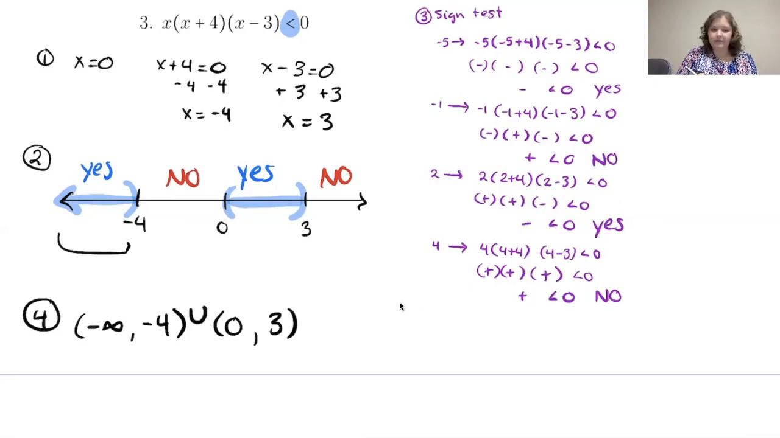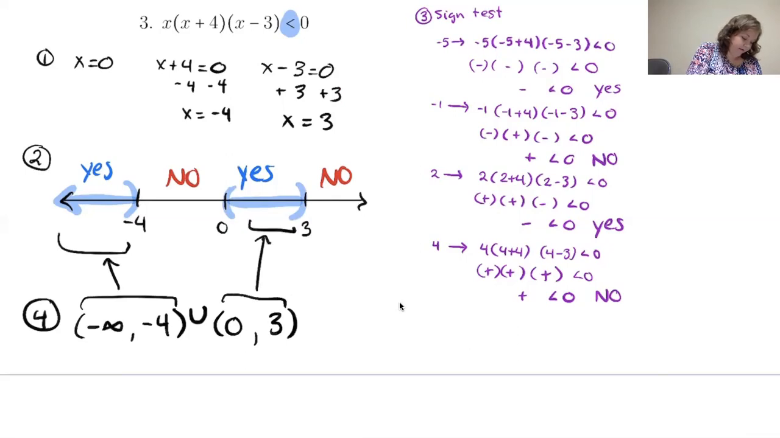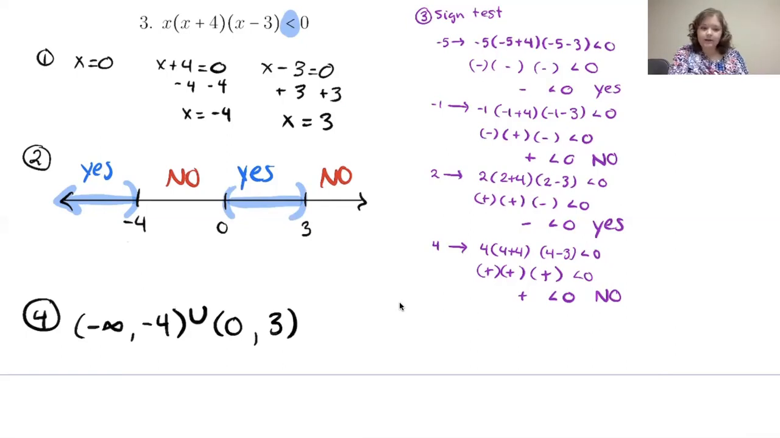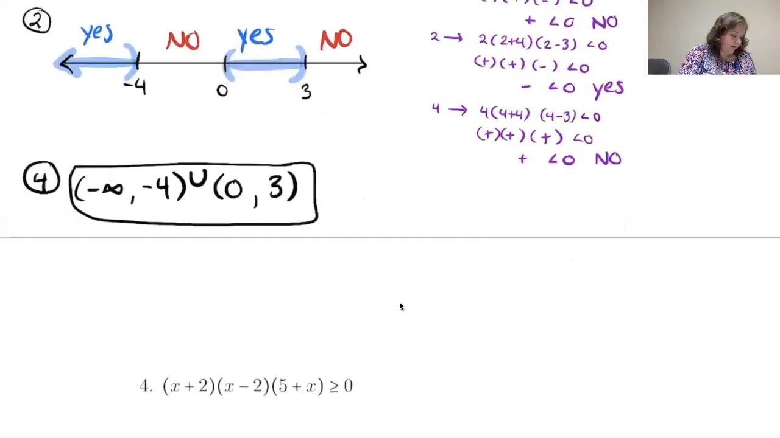And we put a union between those two intervals. So this one comes from here, and this one comes from here. Okay. And that is the final answer for number 3.